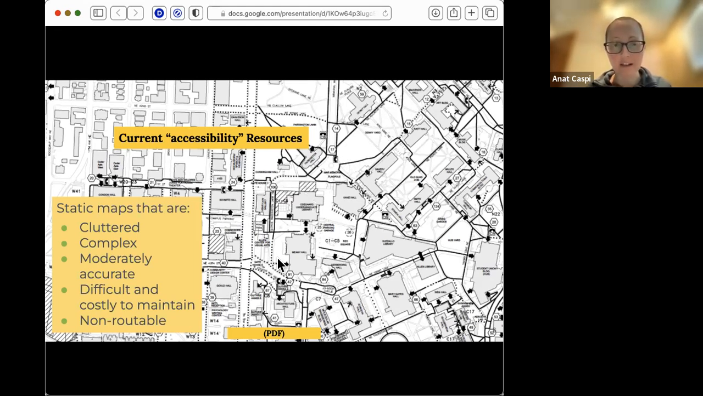It's only moderately accurate because it's only as accurate as when they published it, right? They don't really have a mechanism for updating and maintenance, and that's part of the data life cycle that we need to attend to. And what's really important is that if you try to use it to actually identify what's good for you, you have to say, oh, okay, I'm going to park at W41.